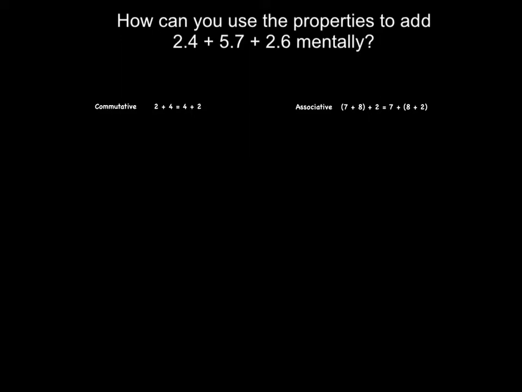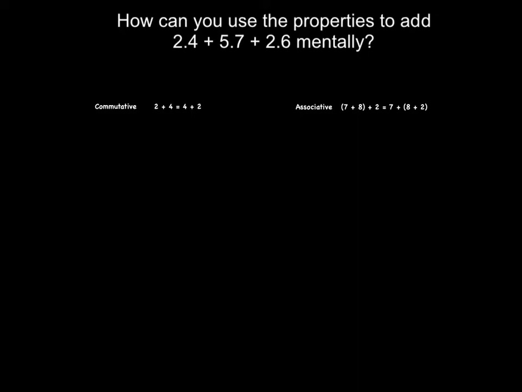Let's talk about item 4, which asks, how can you use the properties to add 2 and 4 tenths, 5 and 7 tenths, and 2 and 6 tenths mentally? So the properties have been a big thing we've talked about: commutative, associative, and distributive. Now the two properties that might be useful to us here would be commutative and associative.